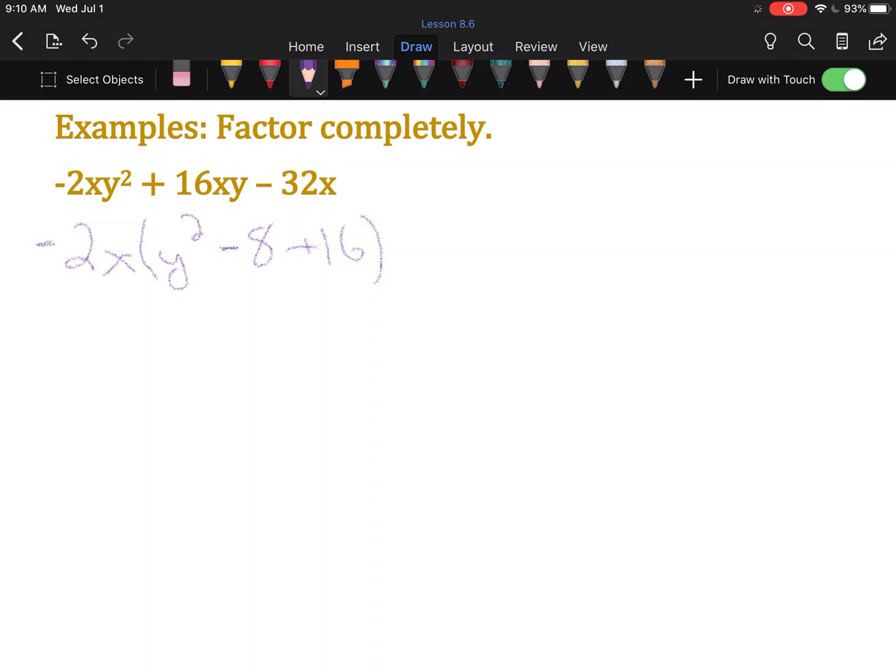So the first term is y squared. Its square root is y. The third term is 16, positive. Its square root is 4. 4 times y, oops, I also forgot to put my y on the 8. That should be a minus 8y, my apologies. 4 times y is 4y, doubled is 8y, and that is the middle term. This is a perfect square trinomial. It's y minus 4 quantity squared.